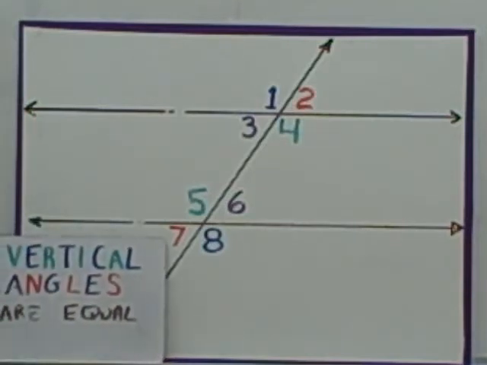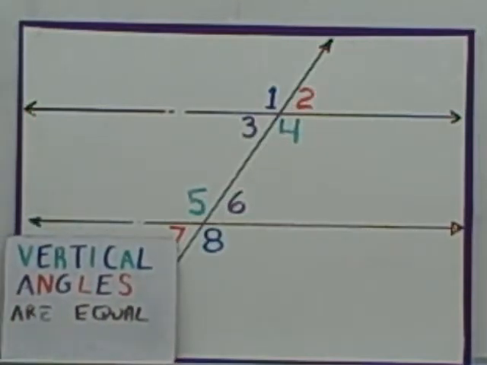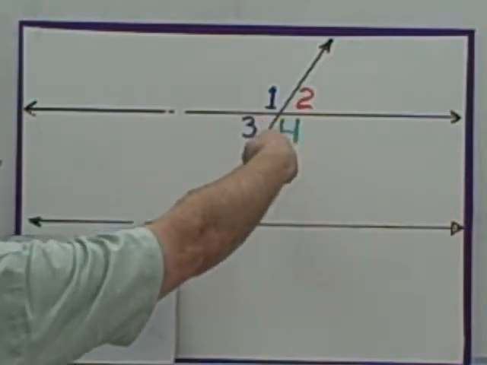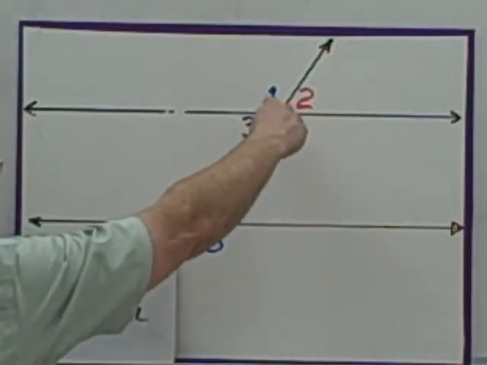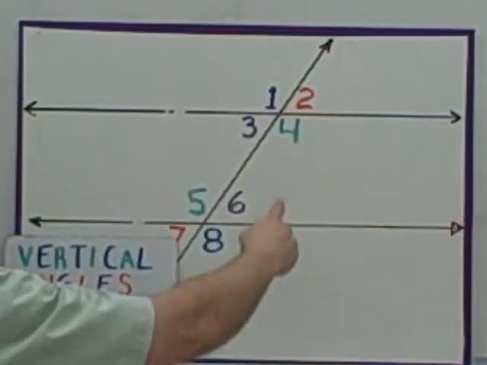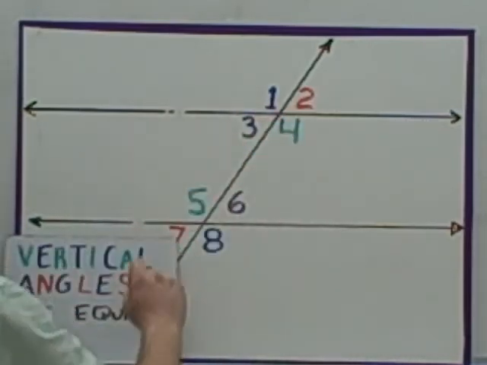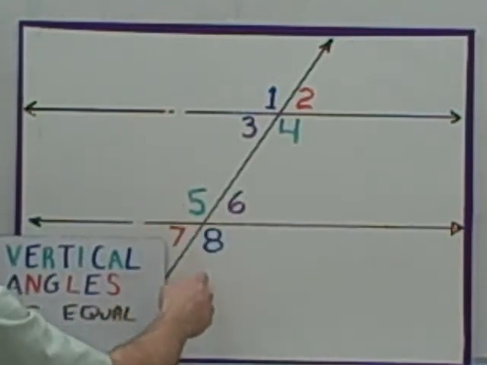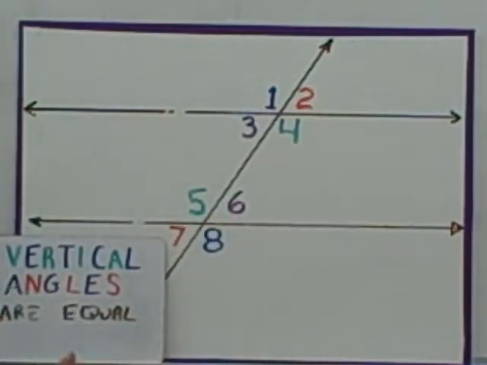Now, vertical angles are equal too. Here's two lines crossing. Anytime you have two lines crossing, the angles that are opposite of each other are going to be equal. So 2 and 3 are equal, 1 and 4 are equal, 6 and 7 are equal, 5 and 8 are equal. That shouldn't be a surprise. We've done that before.